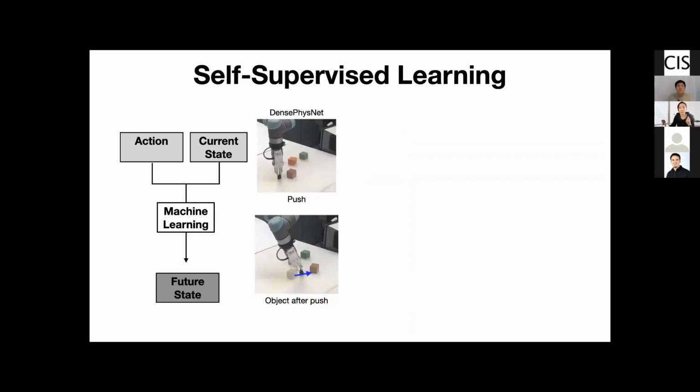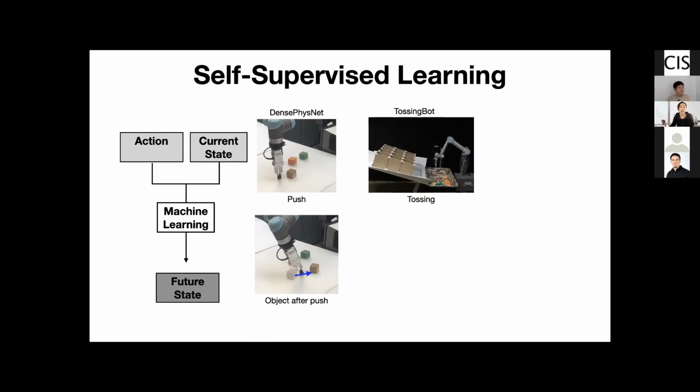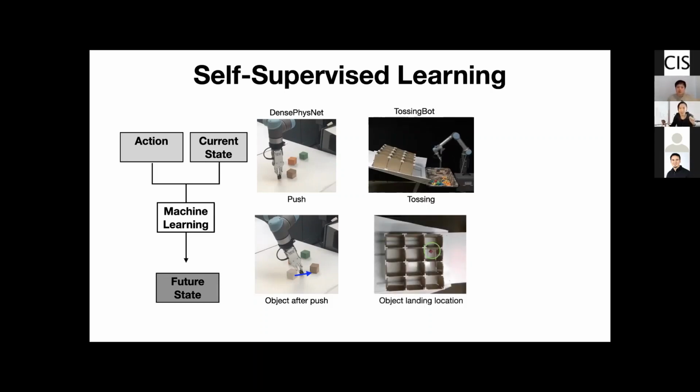And actually, most of the projects that I talked about today have already used this idea of self-supervised learning. For example, in DensePhysNet, the algorithm is trained to predict the future state of the block after applying the action. And by observing the actual object movements in the real world, the system can automatically obtain the ground truth labels for this prediction. Similarly, in TossingBot, the robot is able to track the object's landing location with a top-down camera and use that as a supervision signal to train the whole system.